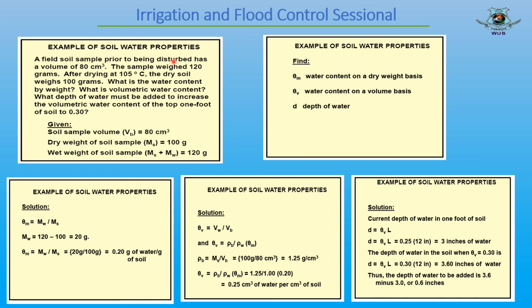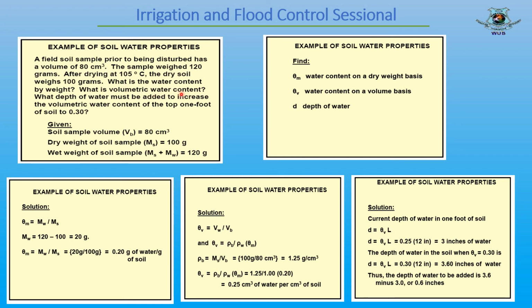Example of soil water properties. Let's read the question. A field soil sample prior to being disturbed has a volume of 80 centimeter cube. That means volume Vb equals 80 cm³. The sample weighed 120 grams. That means this is the weight of soil. After drying at 105 degrees Celsius, the dry soil weighs 100 grams. So this is the dry weight.